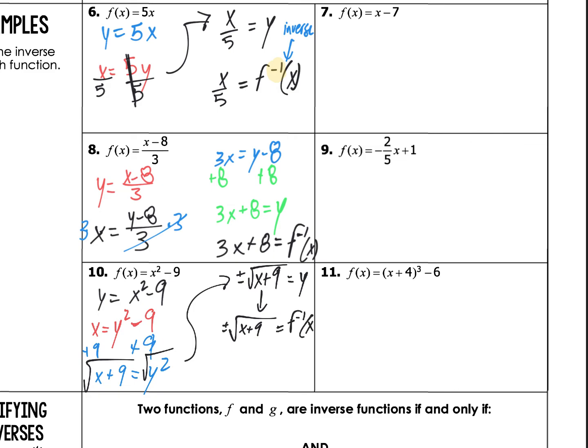And now we can say, hey, square root of x plus 9, either way, is the inverse function of x. Now, I'll tell you something, guys. If you ever see a plus minus in your function, you'll know, hey, wait a minute, this is actually not a function. So this one, the inverse, is not a function.